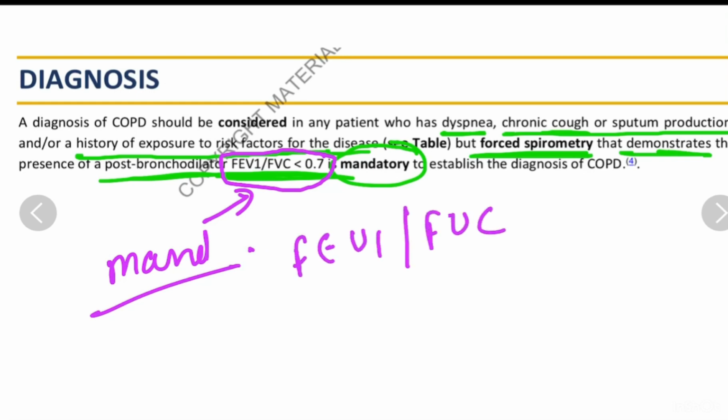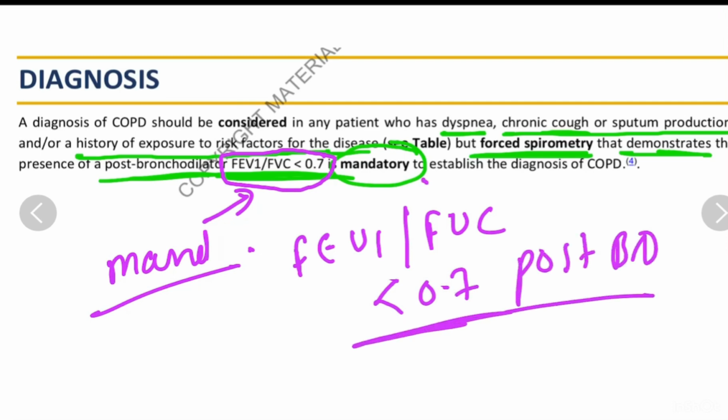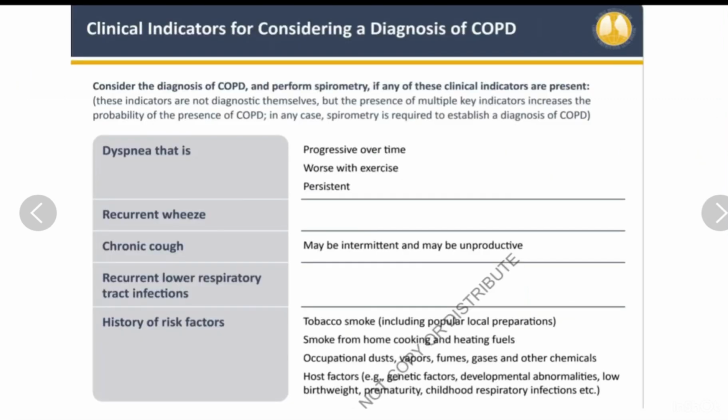FEV1 upon FVC should be less than 0.7, very, very important, and it should be post bronchodilator for the diagnosis of COPD. Next slide. So what are the clinical indicators for considering a diagnosis of COPD? Consider the diagnosis of COPD.